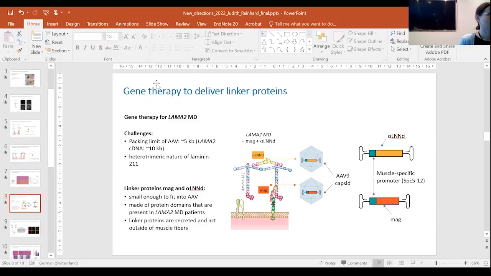So have you actually done this in mouse models already? Yeah. And then what type of duration or what type of response do you see from the muscles after applying this therapy? Yeah, so we actually see that.